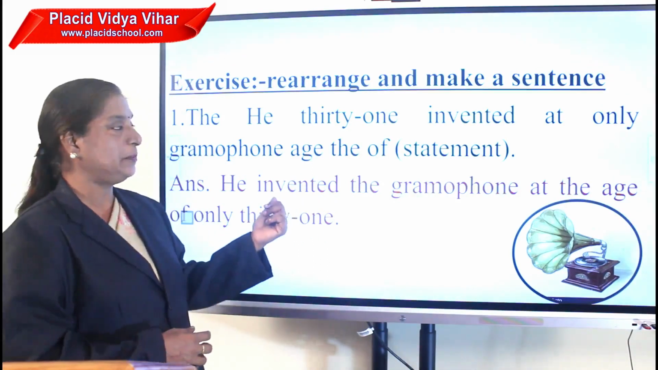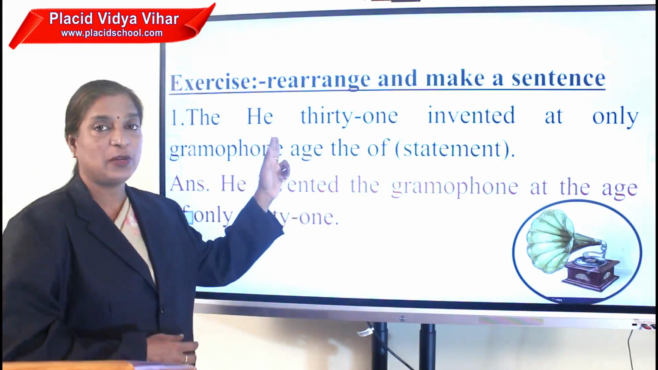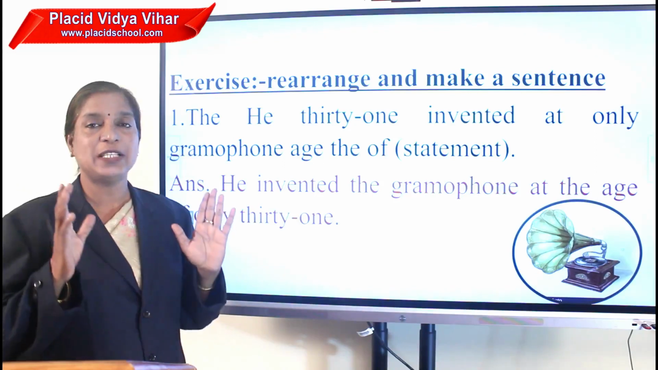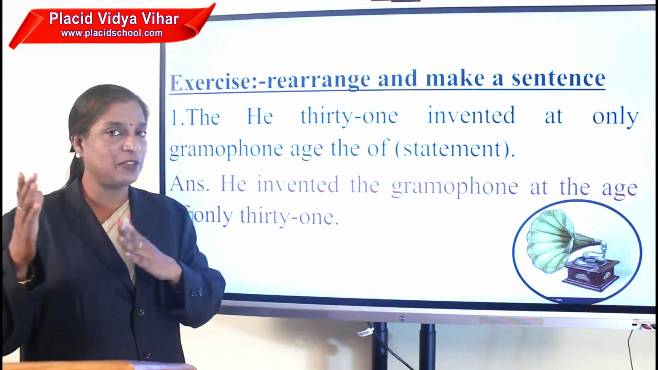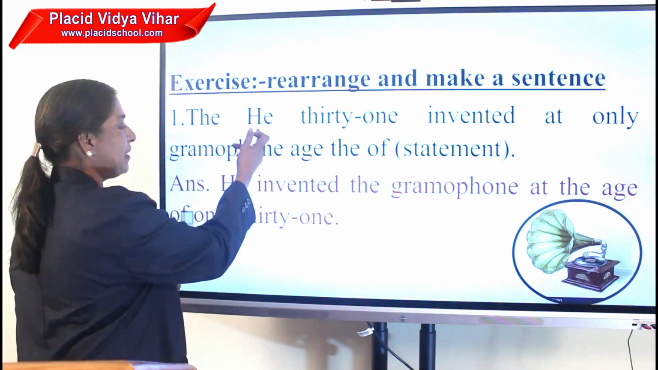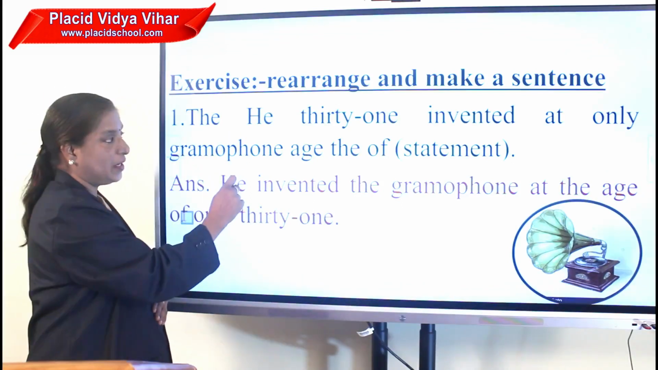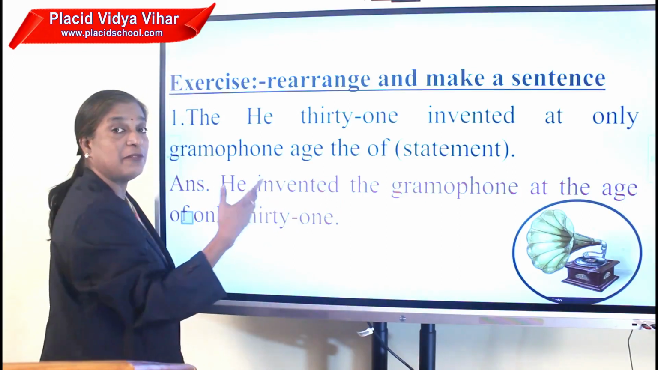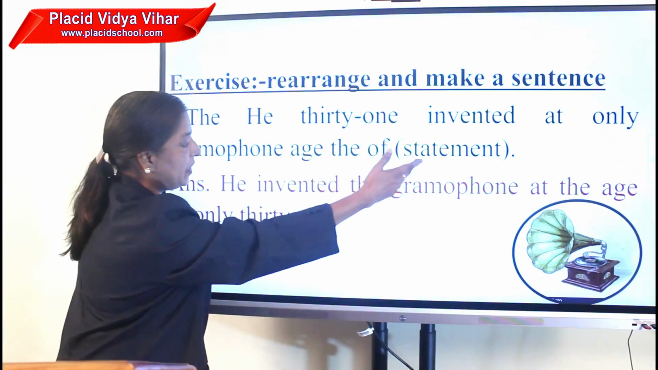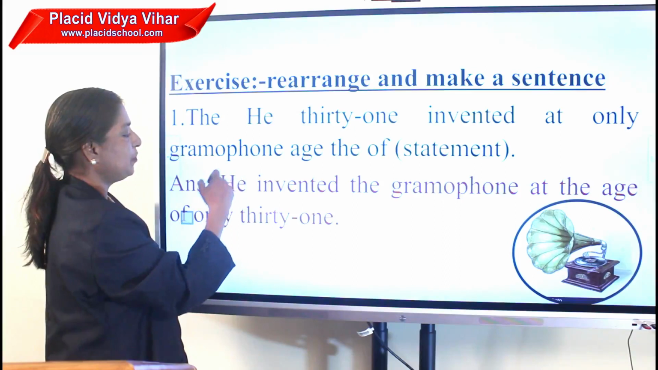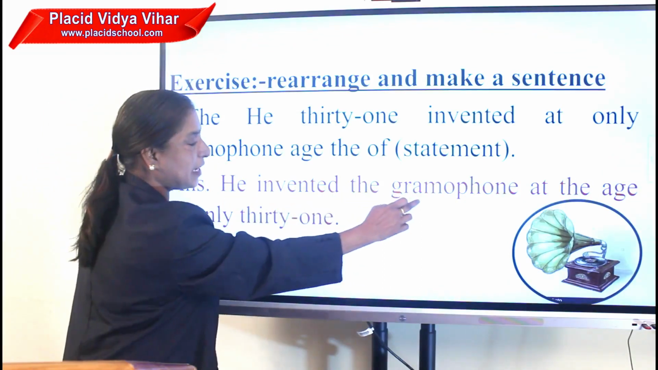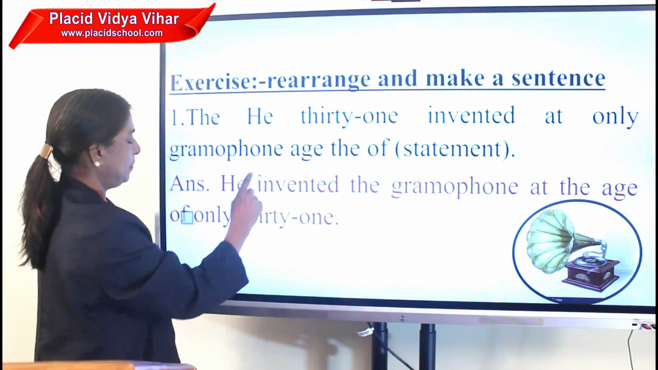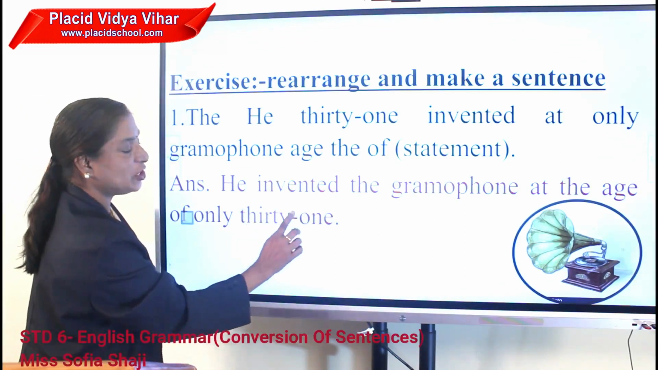Okay? Now look here. There's a clue for you. A word begins with a capital letter. A statement should always begin with a capital letter and end with a full stop. Now you begin with he. See here, he. Then the verb should come. Invented. He invented. He invented what? Find out the object. He invented the gramophone. So he invented the gramophone at the age of, then the preposition, only 31.